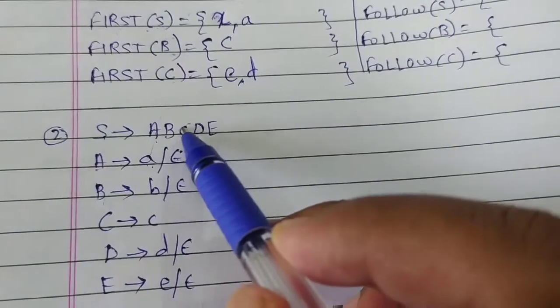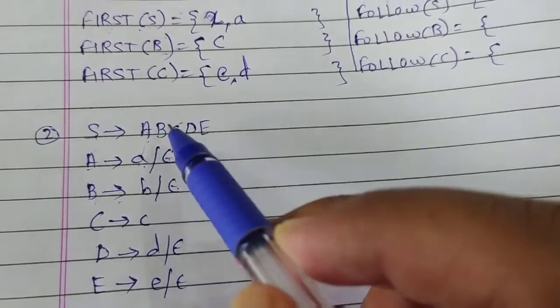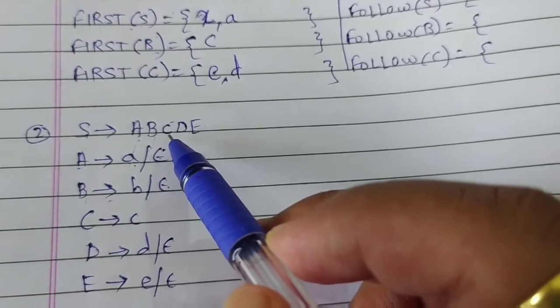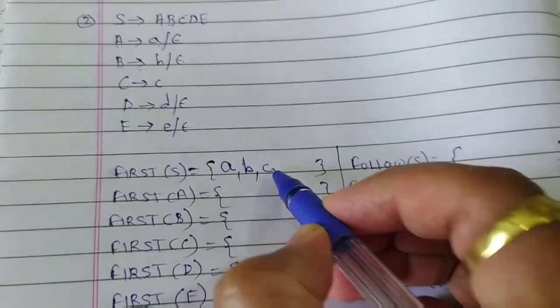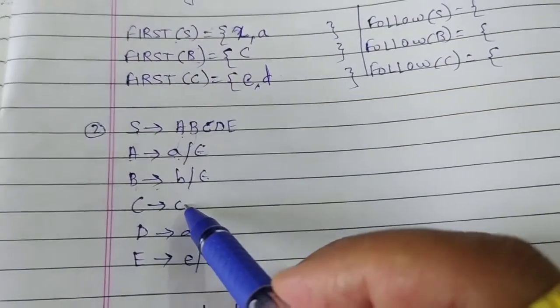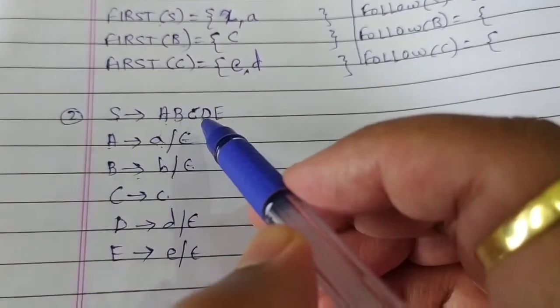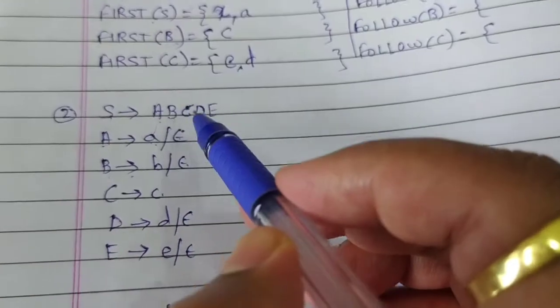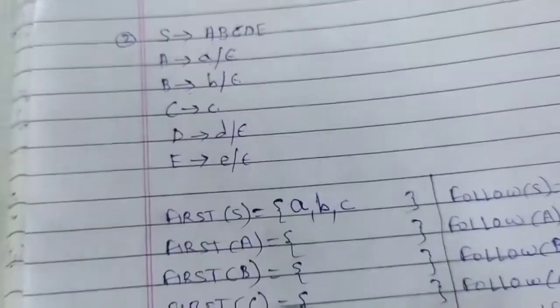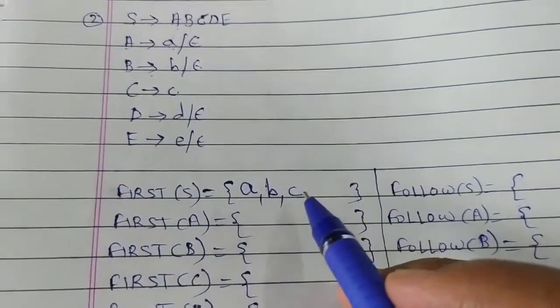Again for capital B, we can put epsilon. So if you put epsilon there, again it will get removed. Now it will start with small c. Actually it is a capital C, so C can be replaced by small c. Now there is no epsilon here, so it will start only with c. So first for S will be a, b, c.